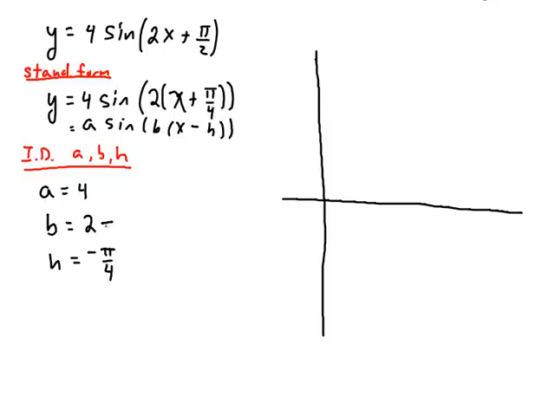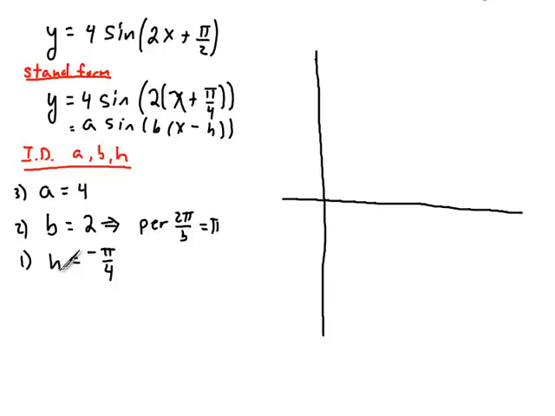The other thing that I need to think about is that this value of b is going to affect my period. This is a horizontal stretch by a factor of 1/2. So my period, which is normally 2 pi, would get divided by b. 2 pi over 2 would be 1 pi. This value of a is going to be my amplitude. The way that I use these in my graph is to deal with the phase shift first, the period second, and then at the end I'll adjust my amplitude.